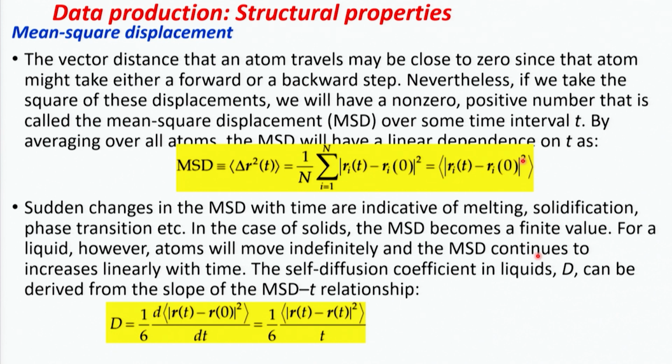Certain changes in the MSD with time are indicative of melting, solidification, phase transition, etc. In the case of a solid, the MSD becomes a finite value, and for a liquid, however, atoms will move indefinitely, and the MSD continues to increase linearly with time. The self-diffusion coefficient in liquids, D, can be derived from the slope of the MSD-time relationship, like this. We get the self-diffusion coefficient as 1/6 of the MSD divided by the time. Okay.